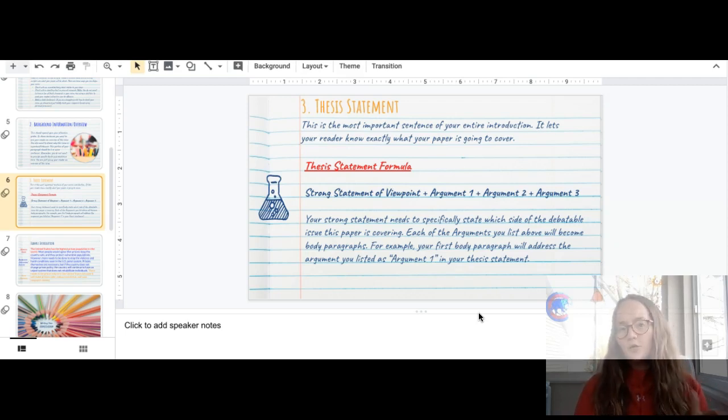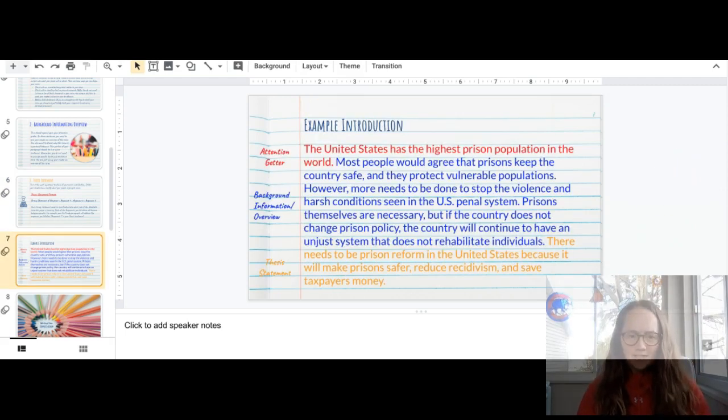And then each of your arguments, so argument 1, argument 2, and argument 3, are going to become your body paragraphs. So the first argument you list is going to become your focus in body paragraph 1. The second argument you list will become the focus of your second body paragraph, and so on and so forth. So make sure that your arguments here line up with what your body paragraphs are addressing. So let's go ahead and take a look at the example right here.